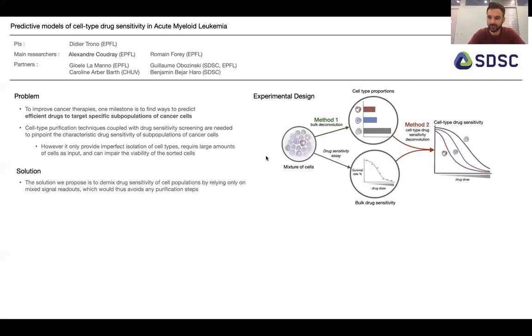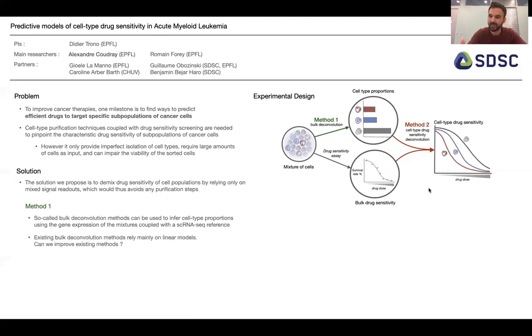So the experimental design involves two main steps. The first one is to infer cell type proportion through a so-called bulk deconvolution method. So we're trying to push the field here and to improve existing bulk deconvolution methods. The idea of bulk deconvolution is to use gene expression to infer cell type proportion and typically rely on some single cell RNA sequencing data.